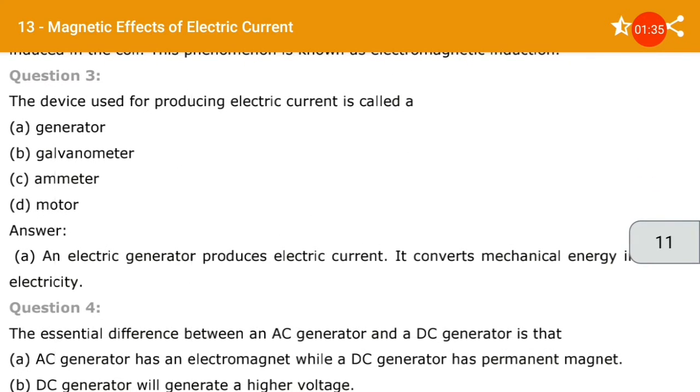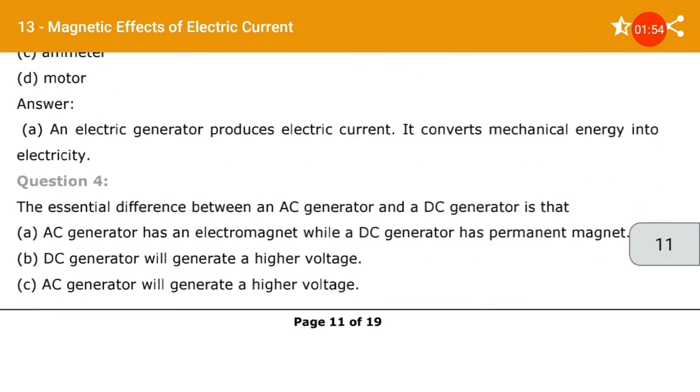Next question. The device used for producing electric current is called a generator. So an electric generator produces electric current. It converts mechanical energy into electrical energy, meaning electricity.